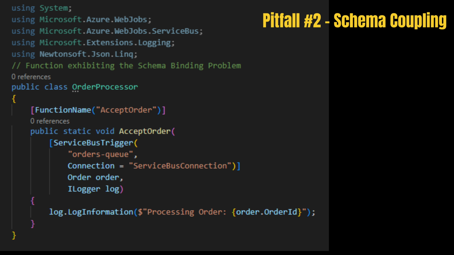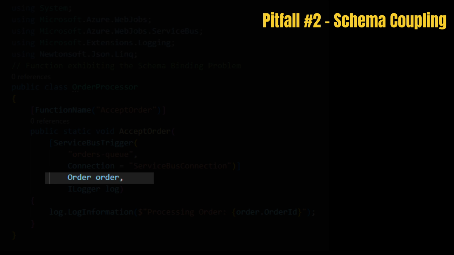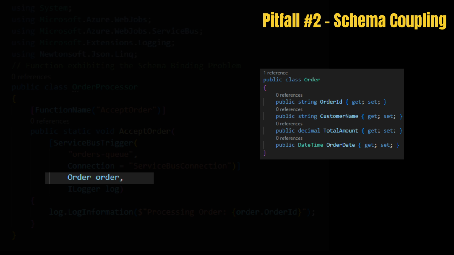So what you're seeing is a function exhibiting the schema binding problem. It's the same function from our previous example. We have the Service Bus trigger, the orders queue is being monitored, and the connection string is specified over here, and the incoming order, which is the JSON payload, is being deserialized into the Order object, which has OrderId, CustomerName, TotalAmount, and OrderDate. So now, what is the problem? Your trigger and binding assume a fixed schema.